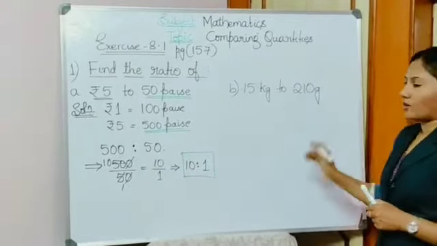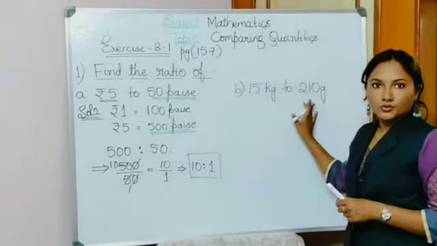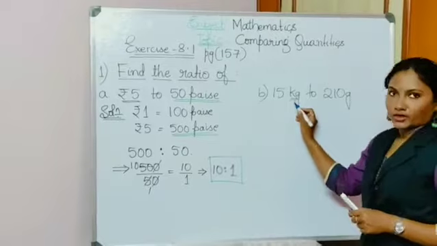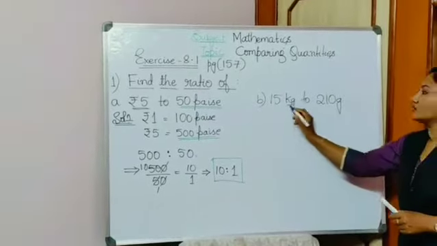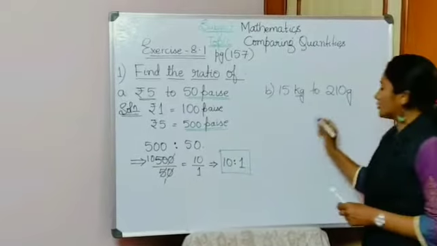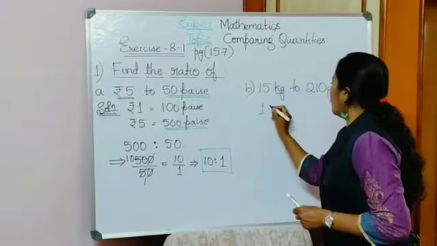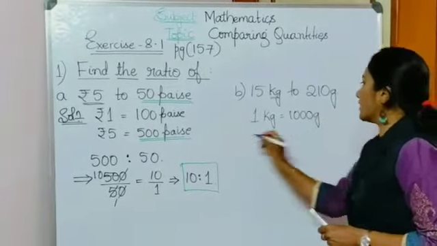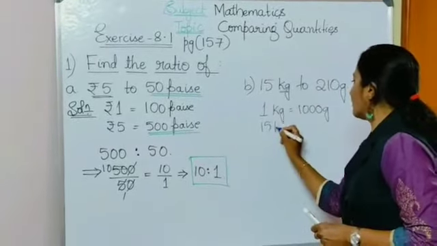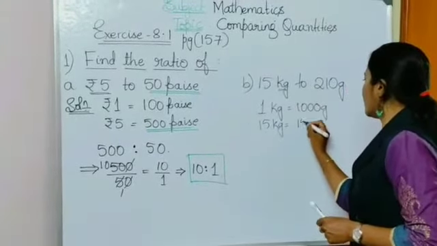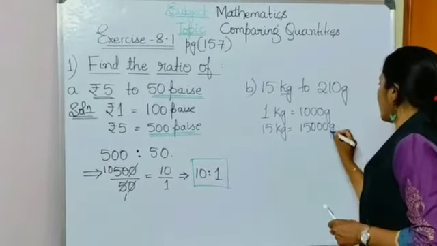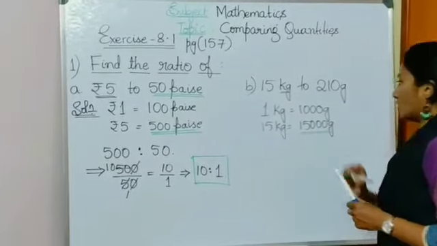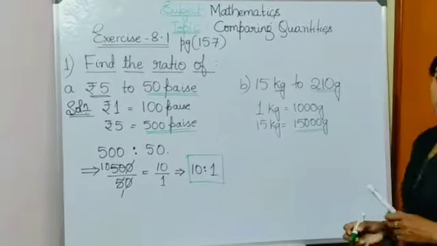Now we move to the second problem, that is 15 kg to 210 grams. Here also you can see the first amount is in kilograms, and the second is in grams. So we have to convert the kilograms into grams first. 1 kg makes 1000 grams. Therefore 15 kg makes 15,000 grams. So the two quantities we have to find the ratio of are 15,000 and 210.